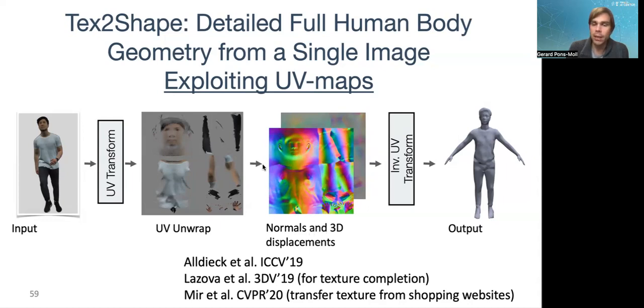And using this pixel-to-pixel translation network, we can directly learn the mapping from these pixels to these normals and 3D displacements. Now, why are we doing all this instead of just going from the input to the output? Well, because now you have one-to-one alignment. The eyes in the input are aligned with the eyes at the output, the nose and the chest clothing are aligned with the 3D geometry of the chest clothing, and so on.